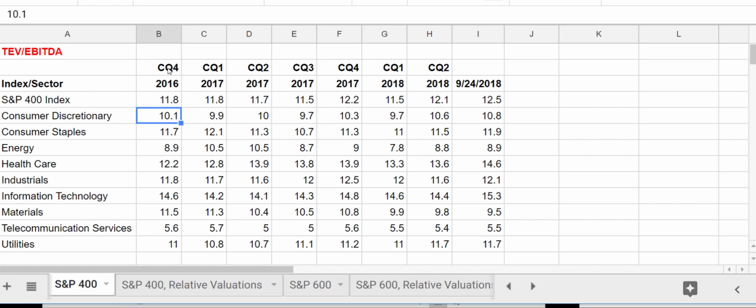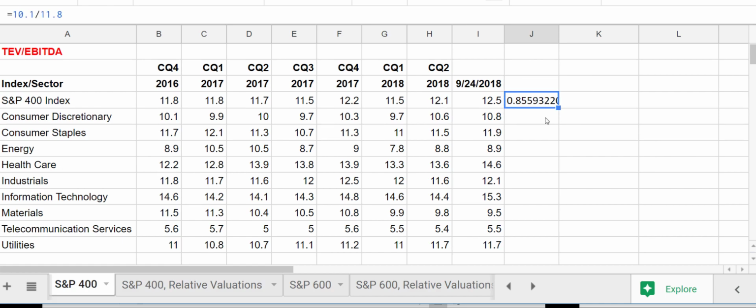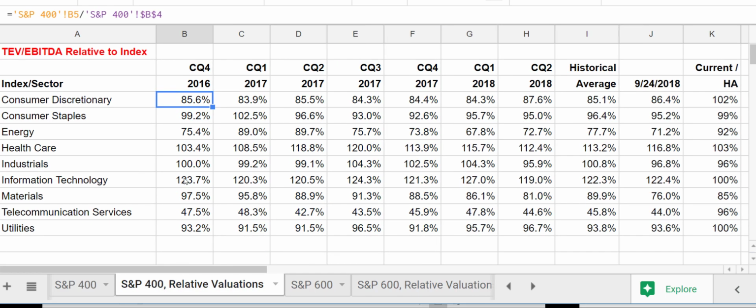Again, this is for the fourth quarter in the calendar year 2016. And at this point in time, the index had an enterprise value to EBITDA ratio of 11.8, while the sector had a ratio of 10.1. So if we divided these two numbers, and I'm just going to do it in the spreadsheet here, I'm going to take 10.1 and divide it by 11.8. What I'm going to get is percentage 85.59. And you can see that relates to this 85.6 right here.